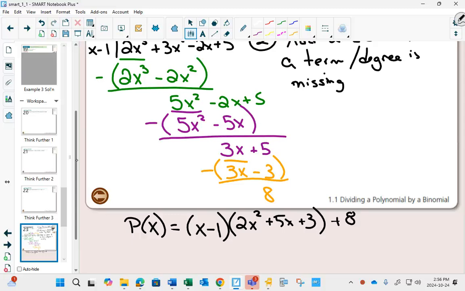And this that we wrote right here is called the division statement. It's the polynomial is equal to the divisor, what you're dividing by, multiplied by your quotient. This part is your quotient.